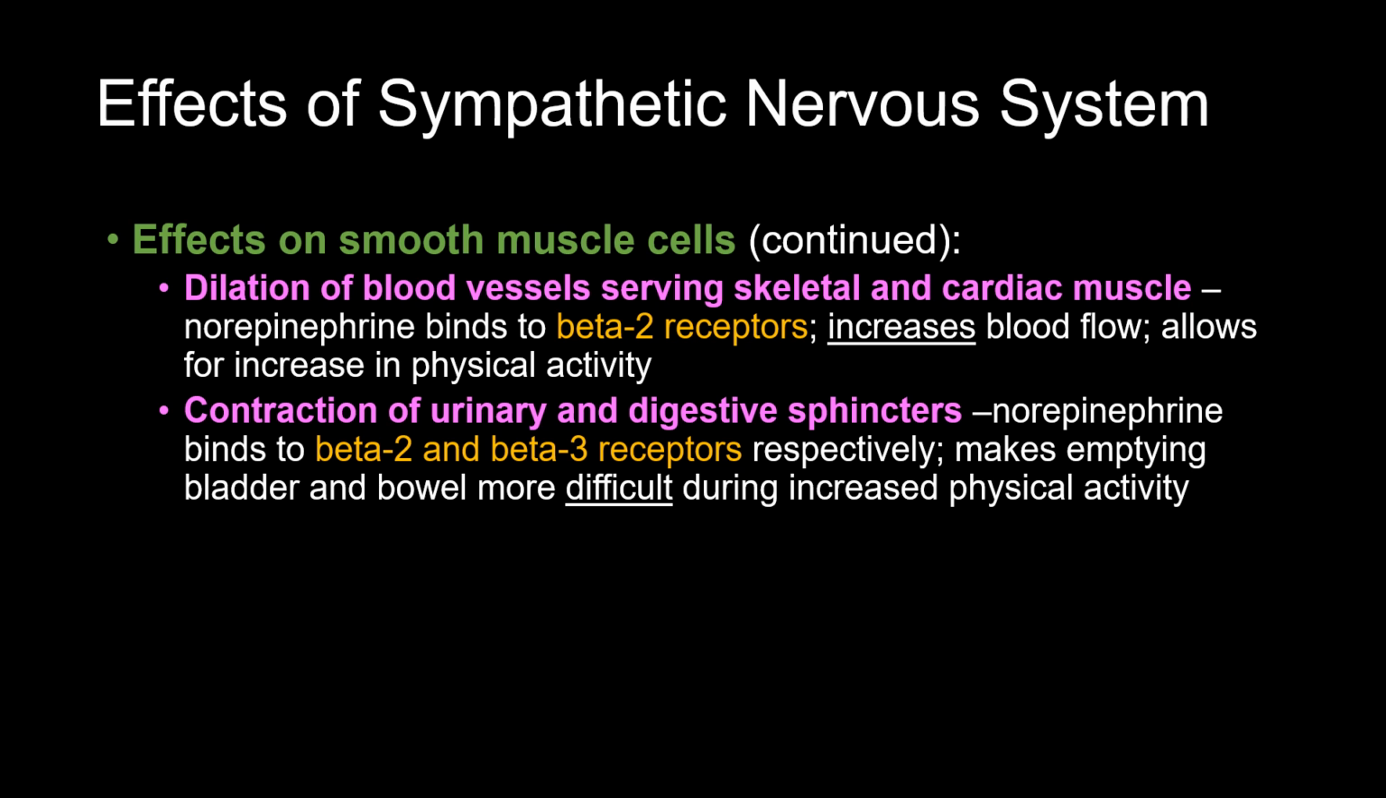And then there's also contraction of the urinary and digestive sphincters. The binding of norepinephrine to the smooth muscle cells of the sphincters of both urinary and digestive systems causes them to contract. This makes emptying the bowel and bladder during times of exercise, stress, or emergency much more difficult.